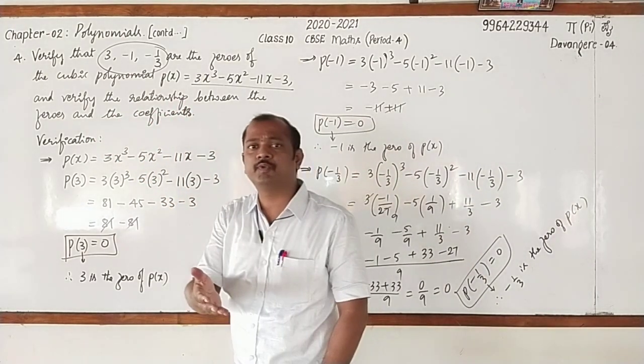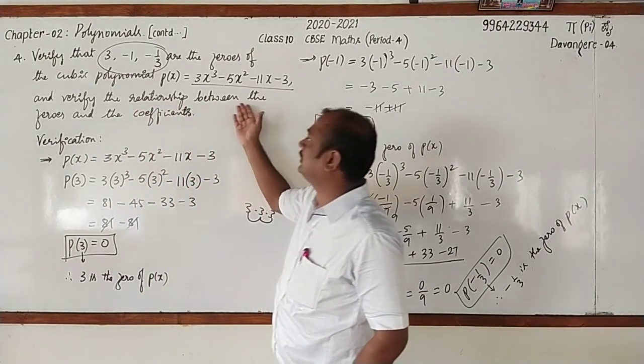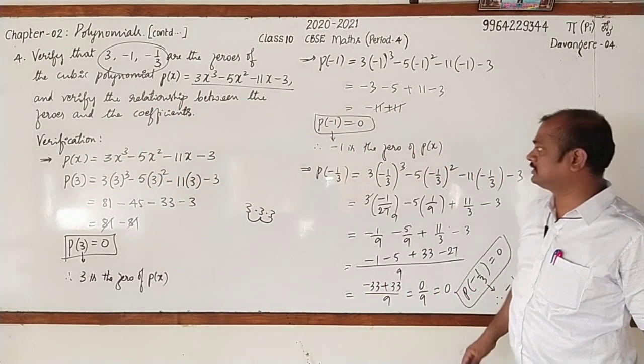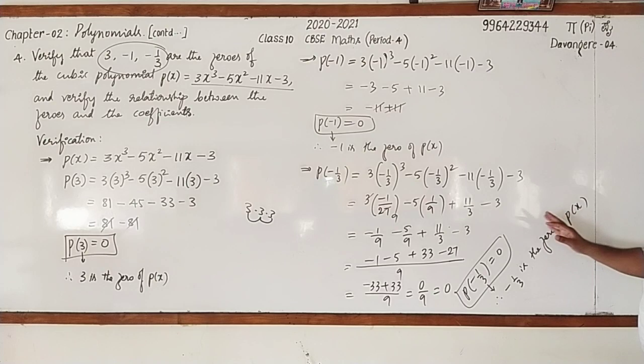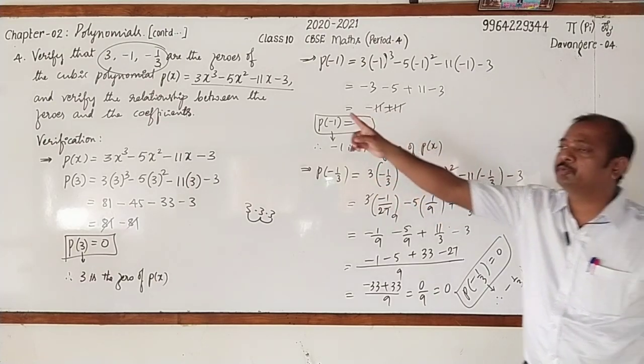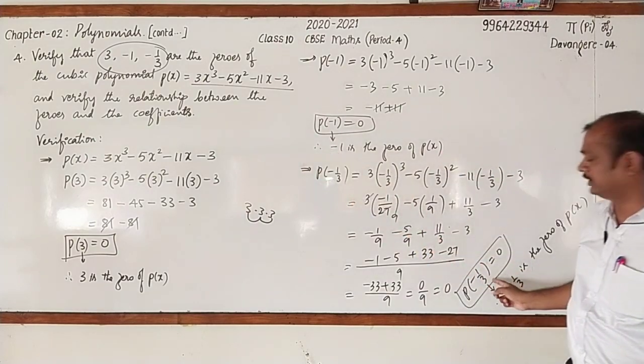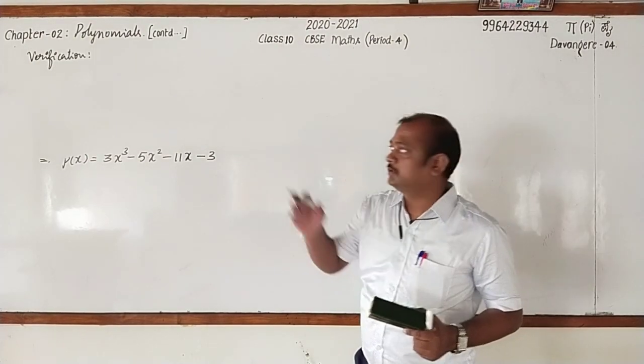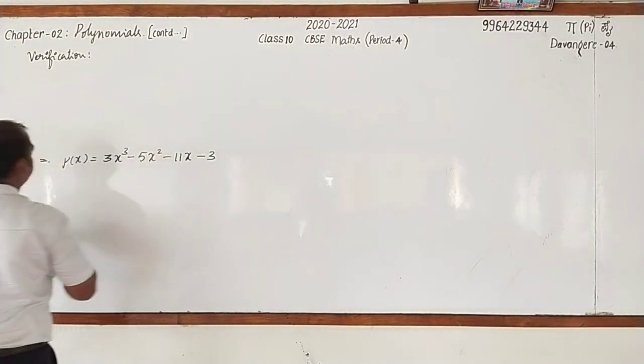What are you going to verify? The relationship between the zeros and coefficients. I don't have space here, so I'll write that there. Before that, you please copy from there to here. Yes. Now, let's go for verifying.